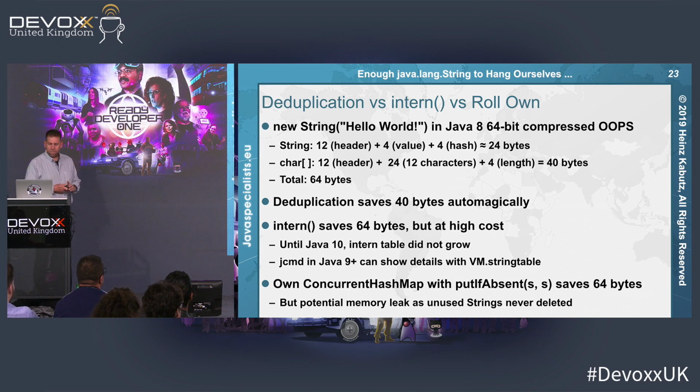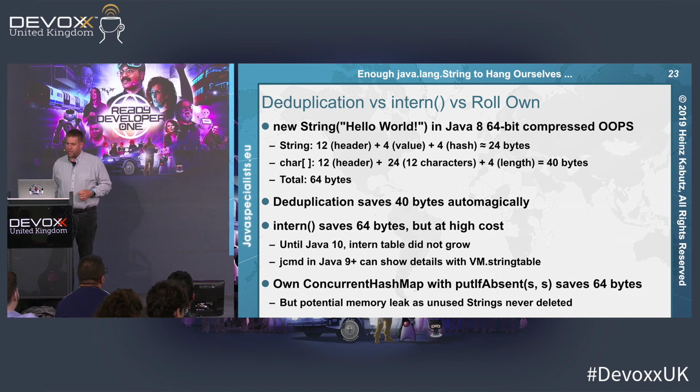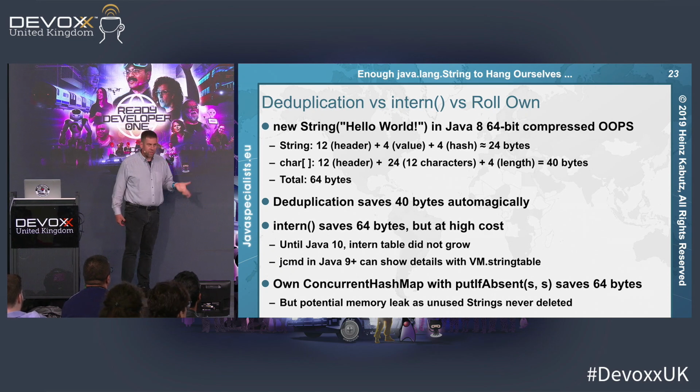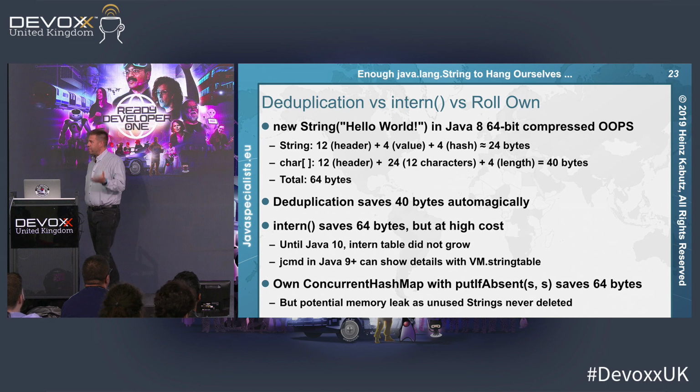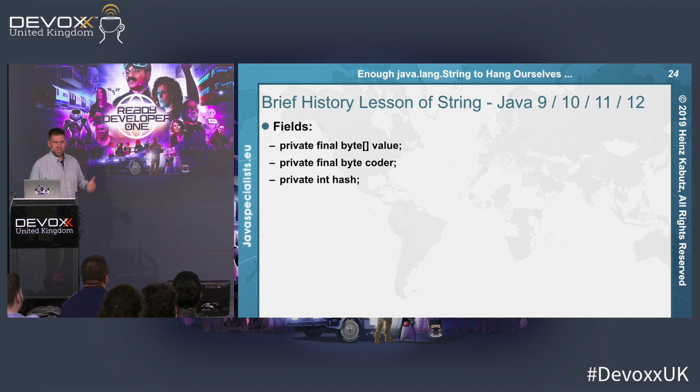Now, if you write your own concurrent hash map and use putIfAbsent, then we have the same memory saving as with intern. However, you have a potential memory leak because the strings will never be deleted from that concurrent hash map. But it's a lot faster than using intern. And it'll work with any GC, not only with the G1 GC.